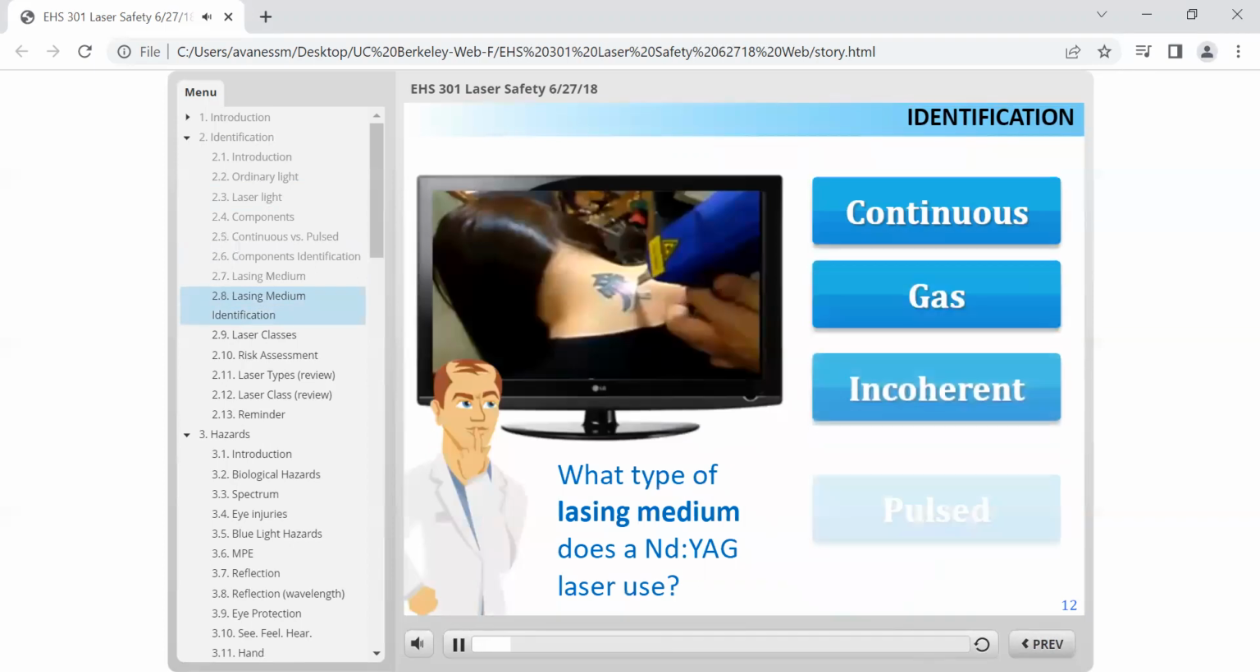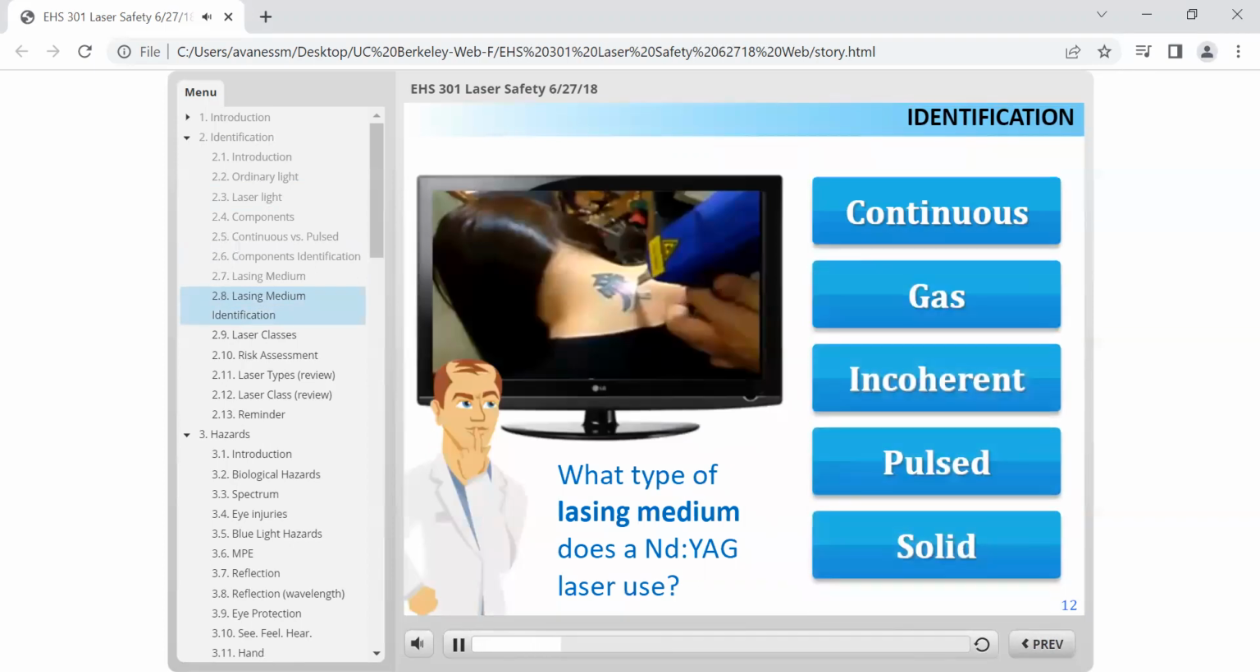Let's review. The laser used to remove the tattoo in this scene is an example of a Q-switched neodymium YAG laser. It is one of the most widely used laser sources for moderate to high power, using a neodymium doped crystal yttrium aluminum garnet to generate a pulsed laser. What type of lasing medium is this?